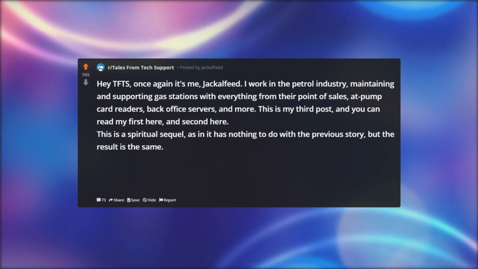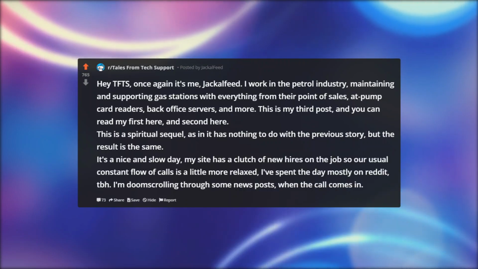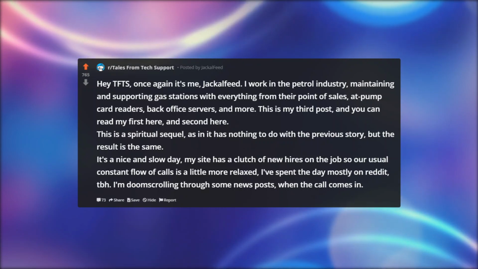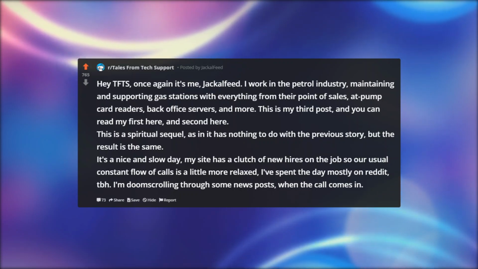This is a spiritual sequel, as in it has nothing to do with the previous story, but the result is the same. It's a nice and slow day. My site has a clutch of new hires on the job, so our usual constant flow of calls is a little more relaxed. I've spent the day mostly on Reddit, TBH. I'm doom scrolling through some news posts when the call comes in.